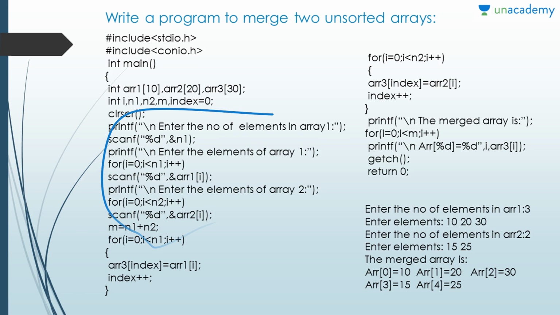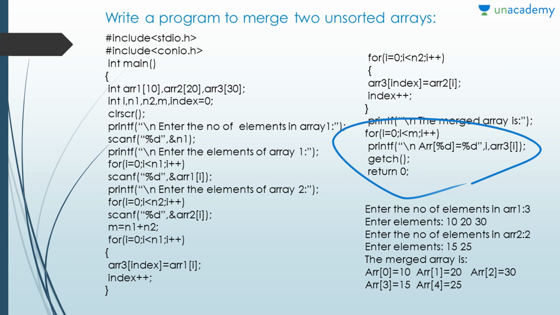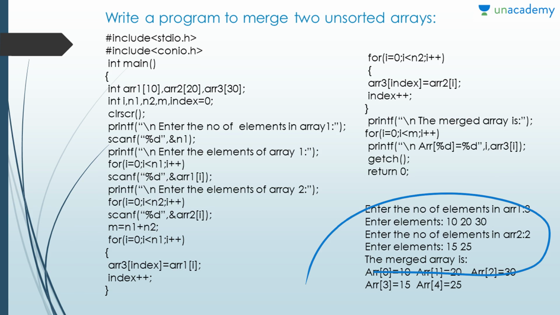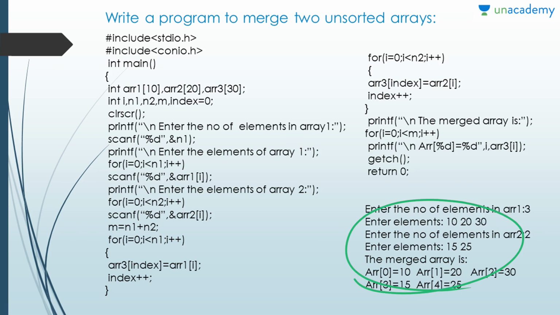Okay, so here we increment index, right? So for i equal to 0, i is less than n2, same here for n2, right? Then we have printed the merged values, right? So this is the output, as you see here. Okay, it tells: enter the number of elements in array 1, that is 3. Enter the elements 10, 20, 30. Okay, so as you can see here.